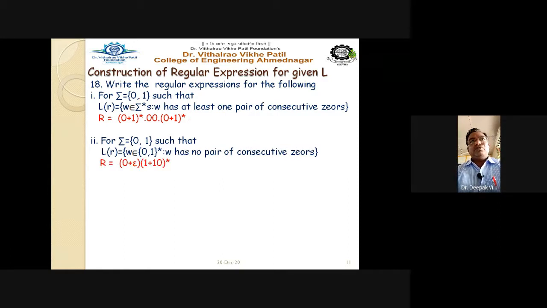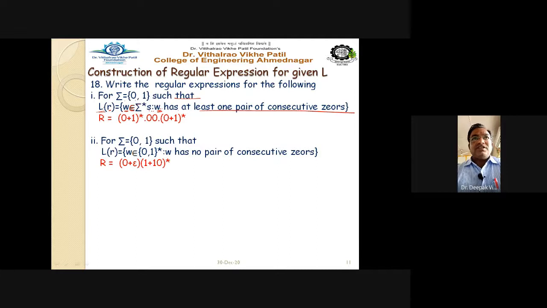For sigma equal to 0 comma 1, meaning for the input symbols 0 and 1, such that L of R means language of R, such that in the curly bracket W is a word which belongs to sigma raised to star, such that this particular string has at least one pair of consecutive zero. At least one pair of consecutive zero means the same way. Only the question format is different.